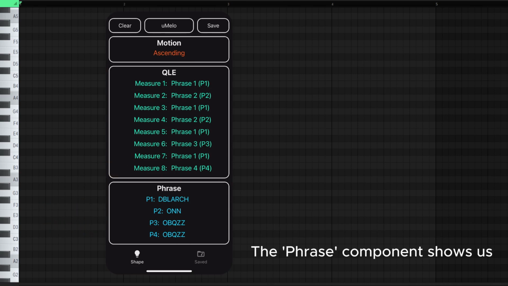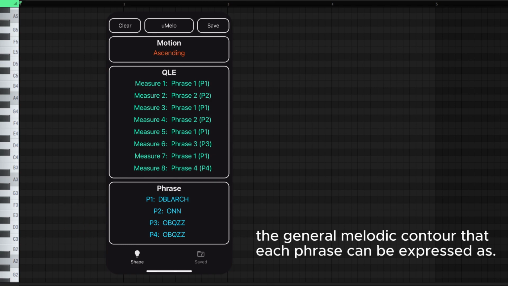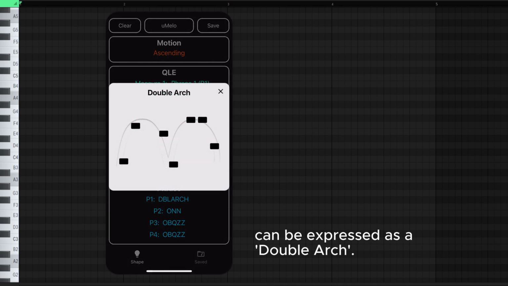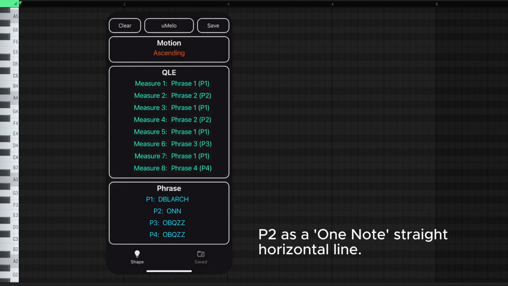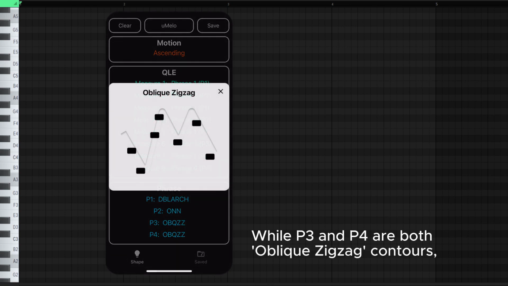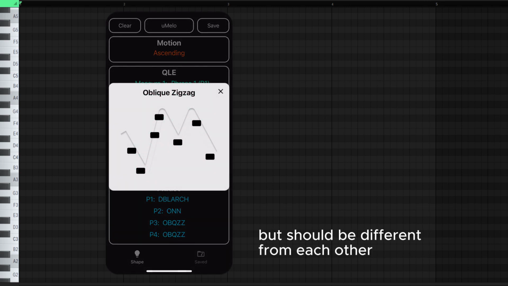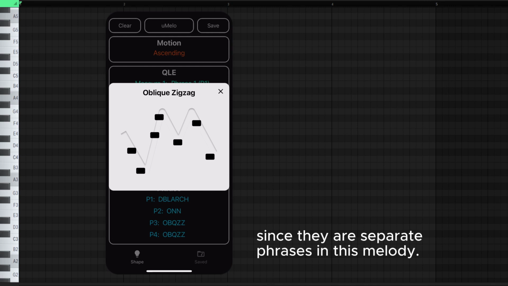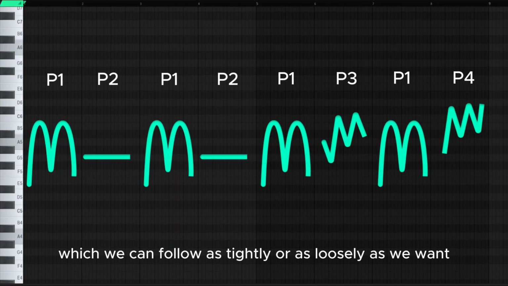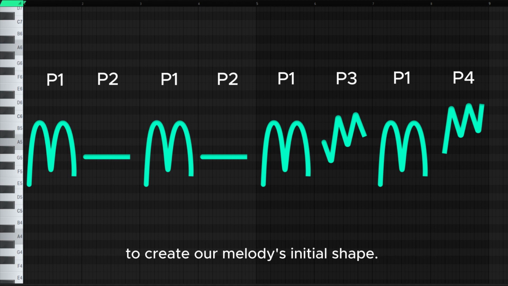The phrase component shows us the general melodic contour that each phrase can be expressed as. For this melody, the contour of the P1 phrase can be expressed as a double arch. P2 as a 1-note straight horizontal line. While P3 and P4 are both oblique zigzag contours, but should be different from each other since they are separate phrases in this melody. Here's an approximate overlay of the melodic template shape, which we can follow as tightly or as loosely as we want to create our melody's initial shape.